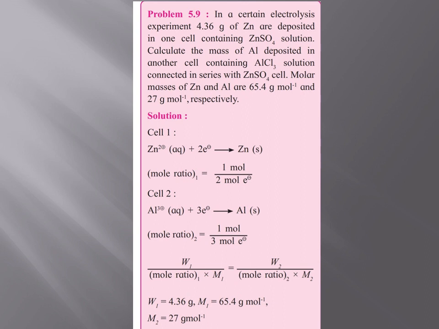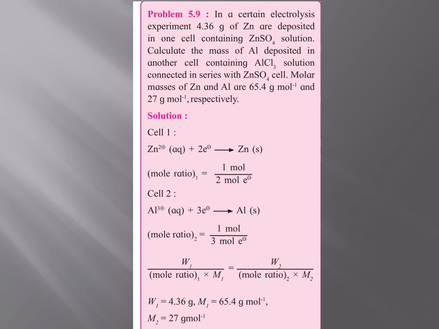Now students, you all have to remember this is Faraday's second law, where there will be two cells containing different electrolytes and they are connected in series. But the quantity of electricity which is passed through them will be the same. So students, let us first write down the cell reaction for zinc and the cell reaction for aluminium. Over here, the molar masses of zinc and aluminium are given. We are just told to calculate the mass of Al that is deposited.